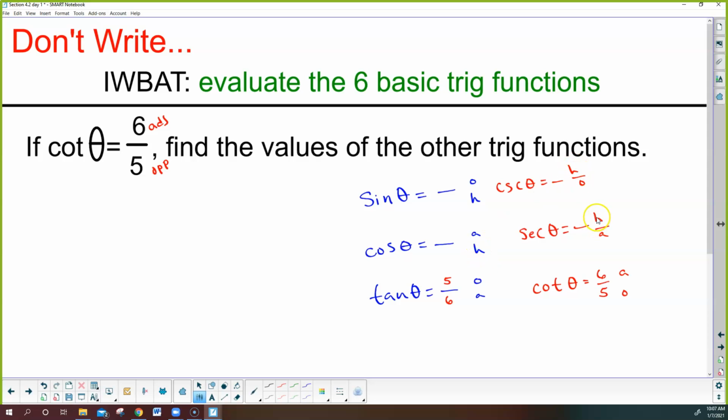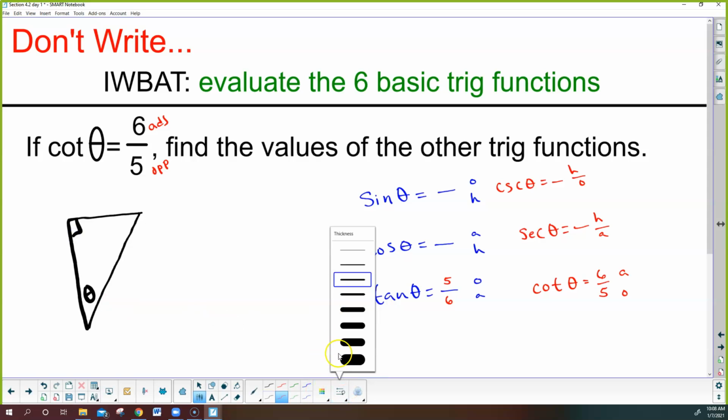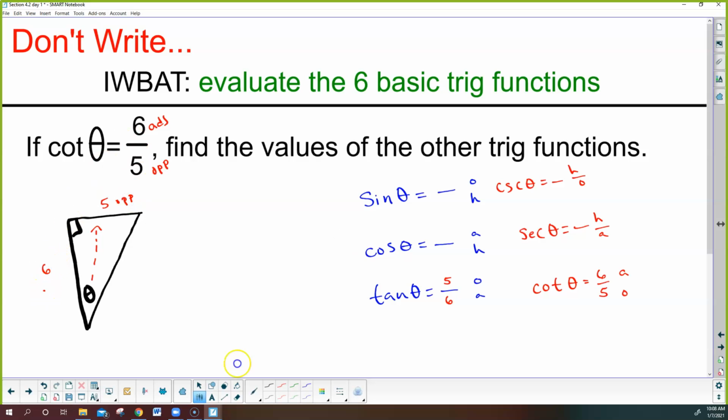So all the rest of these involve the hypotenuse, and once you really get good at this, you technically don't need a picture, but I recommend drawing it. It doesn't have to be super accurate. I'm just going to say, here's my right triangle, and the opposite side has to be 5. And the adjacent side has to be 6. And that leaves the hypotenuse, which we have to find. It's the same way we did before: Pythagorean Theorem.